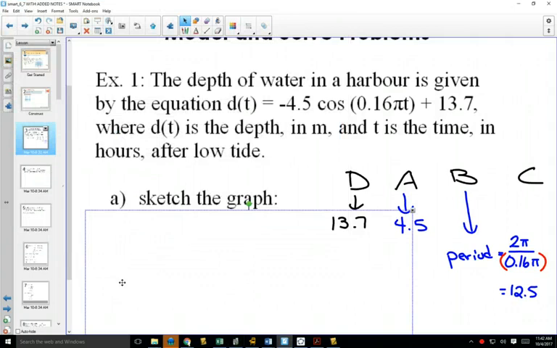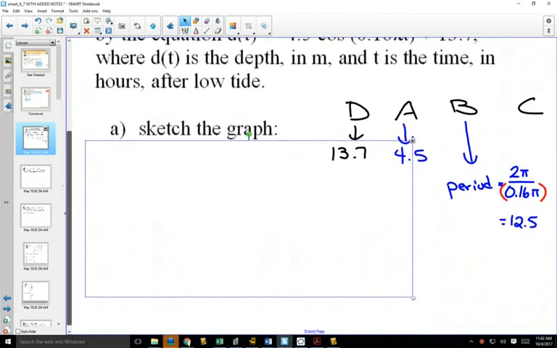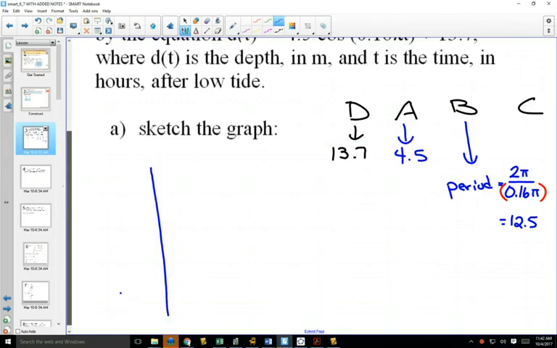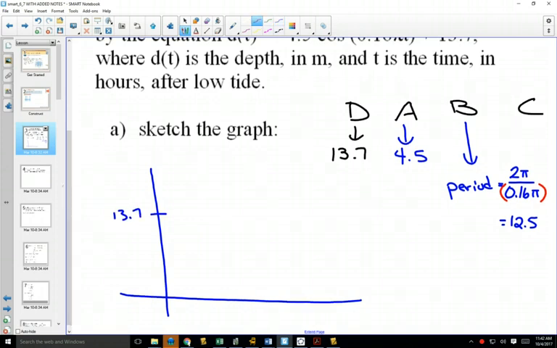Now that we've got the D, the A, and the B, we can start graphing those things. Remember, a little bit of thinking here. I'm going to draw my axes like this because my center line is at 13.7. My amplitude is 4.5, so I'm going to go up 4.5. That will get me to 18.2. Down 4.5. That will get me down to 9.2.